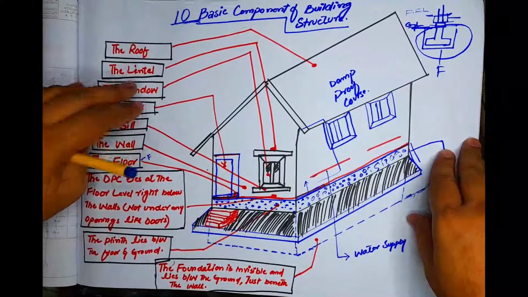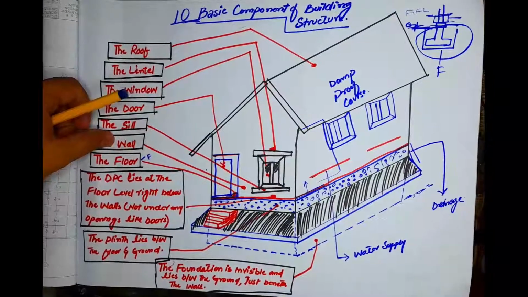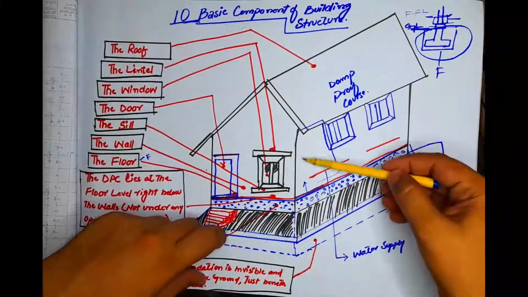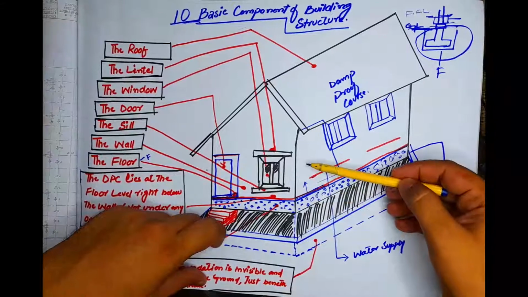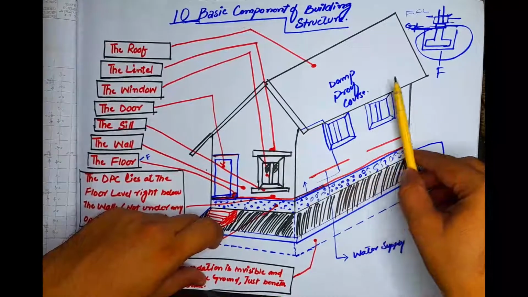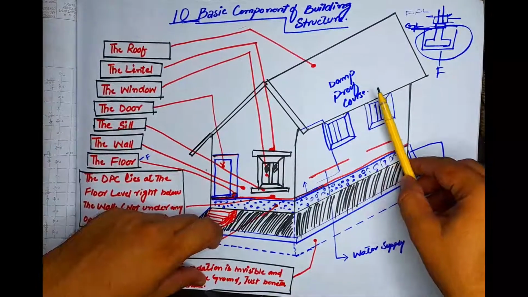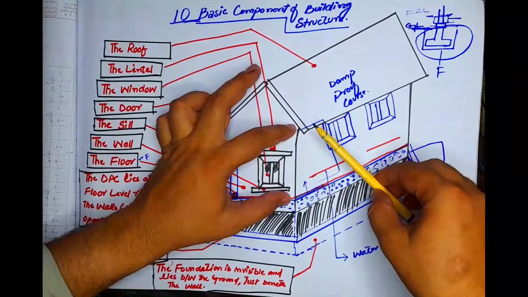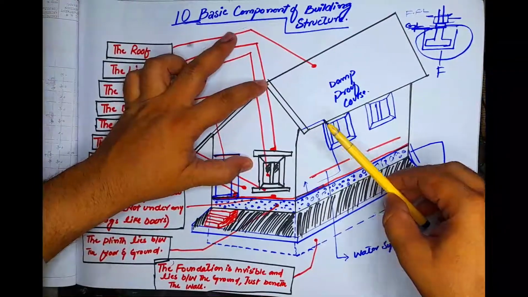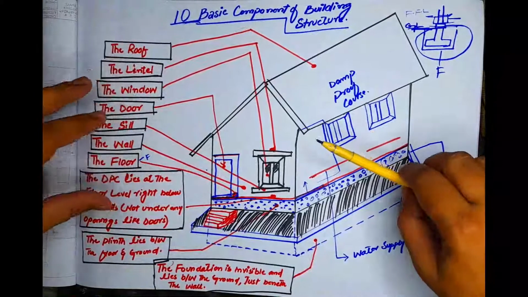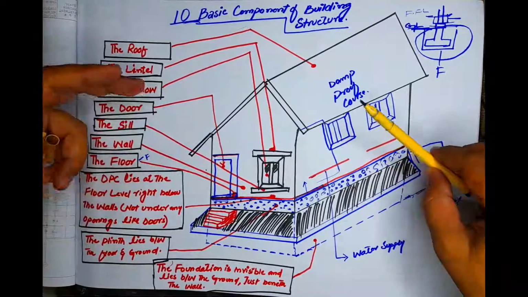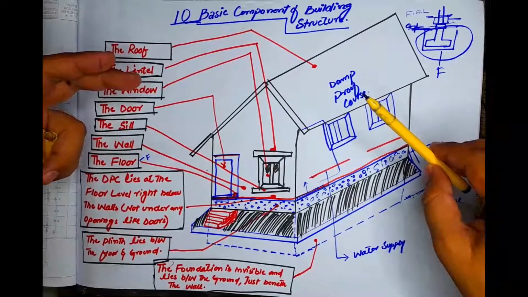The sixth one is wall. Walls are the vertical elements on which the roof finally rests. If these walls are not available, we cannot support the roof or slab. They can be made of different materials like brick masonry, stone masonry, or concrete blocks.